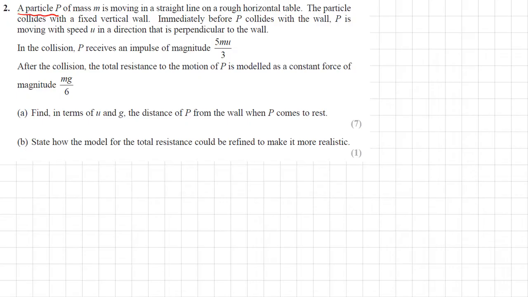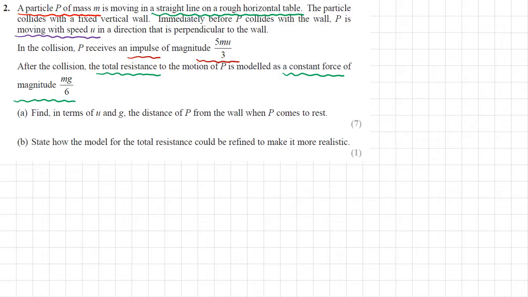So I'm just going to underline the important bits of information here. So the mass of the particle is m. It's on a rough horizontal table, so there's going to be a frictional force. It collides with this vertical wall. Before it collides with the wall, it's moving with speed u. It receives an impulse of 5mu over 3, and the total resistance to motion is modelled as a constant force of magnitude mg over 6.